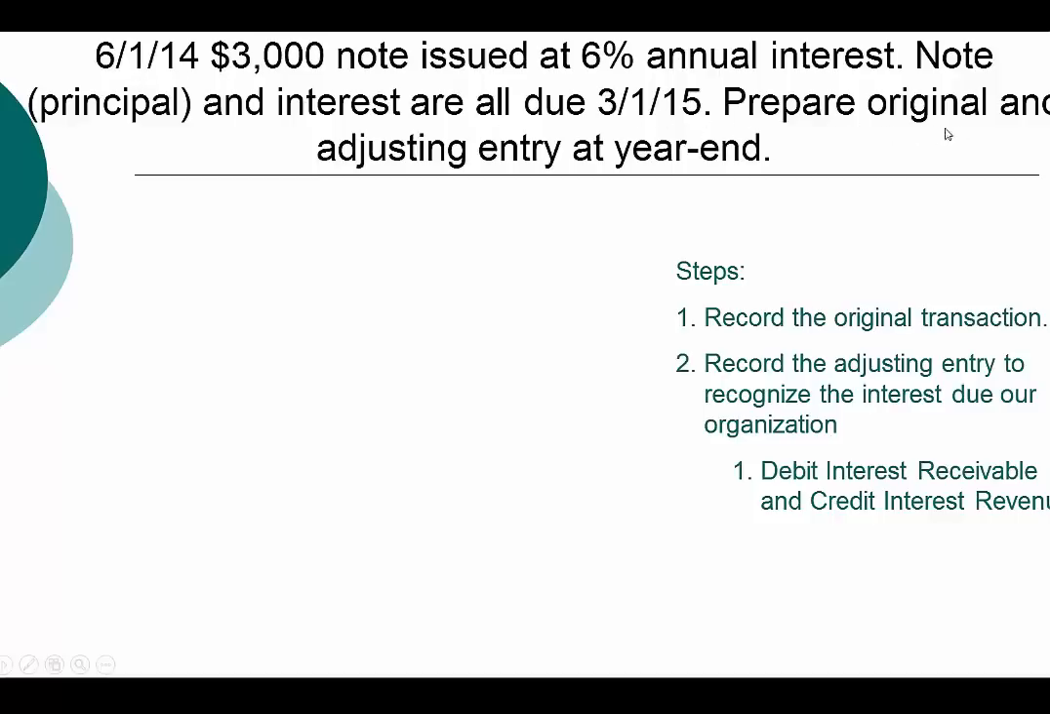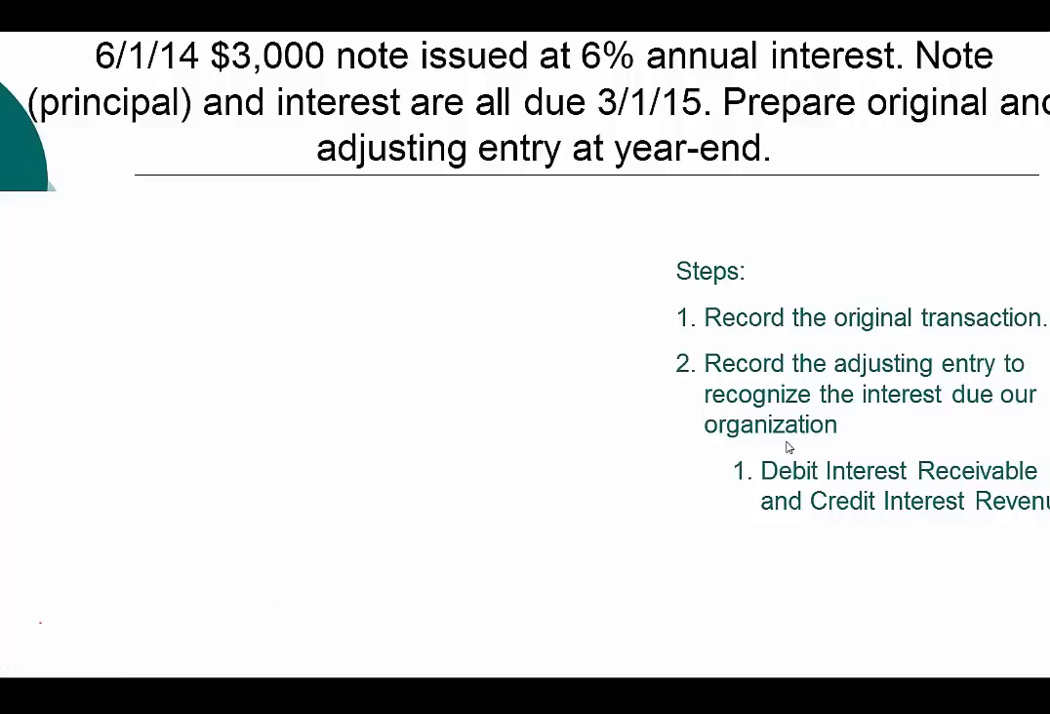So we need to prepare the original and the adjusting entry at the end of the year to recognize the interest that we will have not received but should have received, and the interest revenue. Remember, the adjusting entries are to recognize either revenues or expenses that we need to but have not actually been incurred at that point. So here are the steps. We need to recognize the original transaction. Then we also need to record the adjusting entry at year end to recognize the interest due our organization.